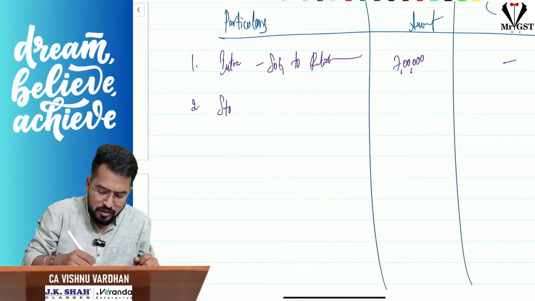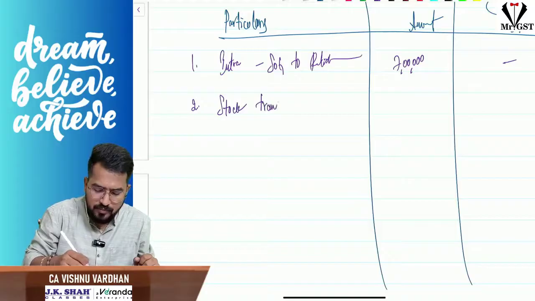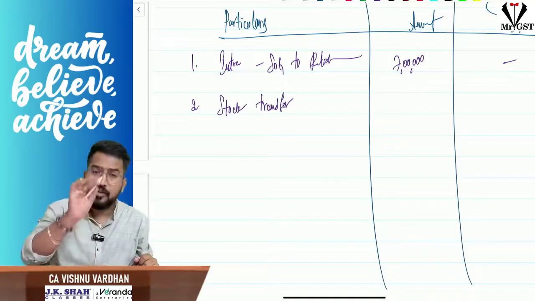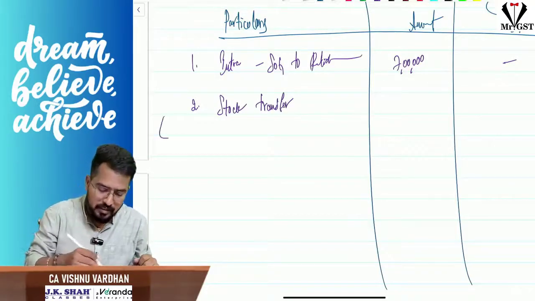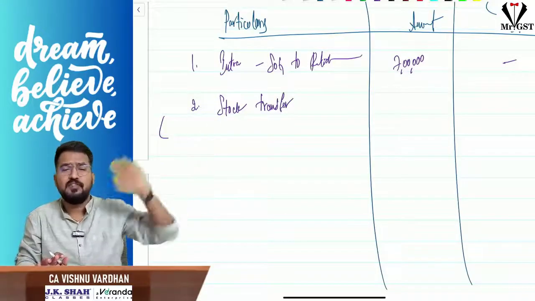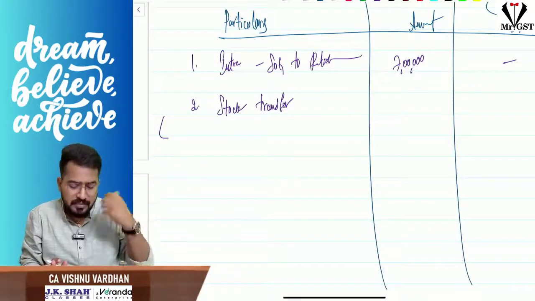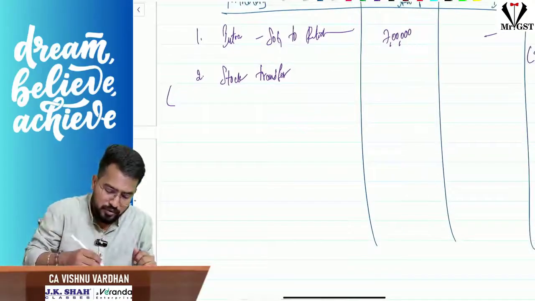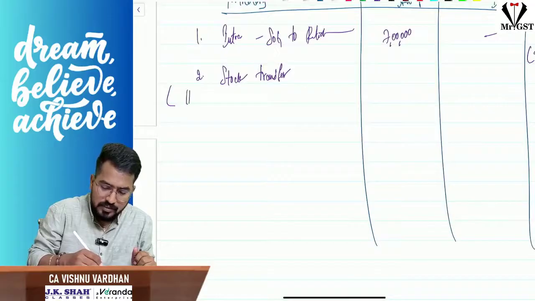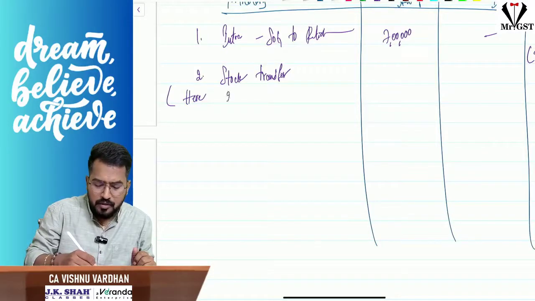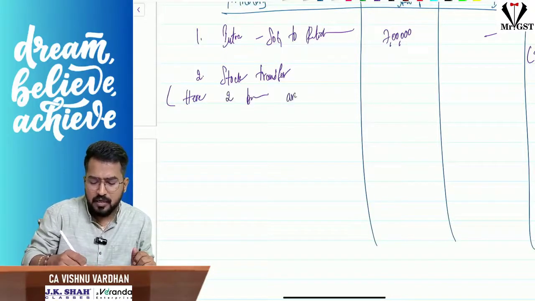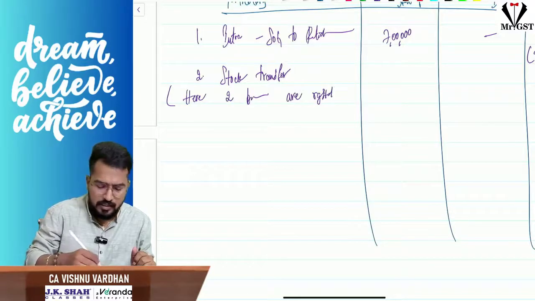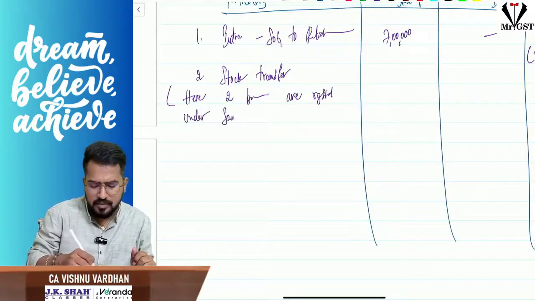So, stock transfer. Here you should write the explanation. Generally, working notes and all that you don't do after the problem is over. Here itself you just write down the reasons for your adjustments. So for stock transfer, you should say that here two branches are registered under the same GSTIN.